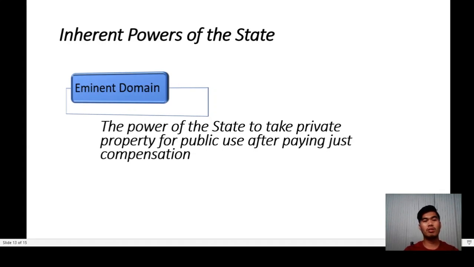Inherent power of the state also is the eminent domain. This power take private properties for public use after paying just compensation. Let's say for example ngayon, there is a road widening. The government can take your property kung saan doon dadaan yung kalsada. After that, the government pays you a just compensation.